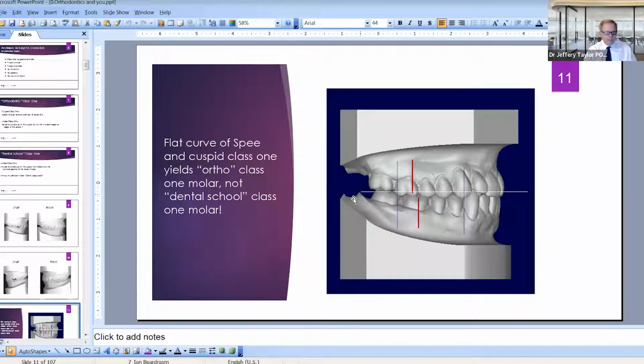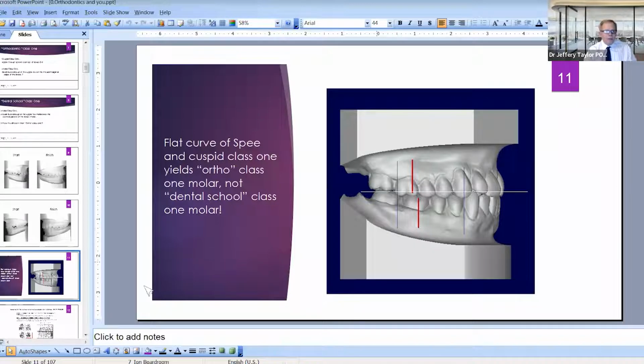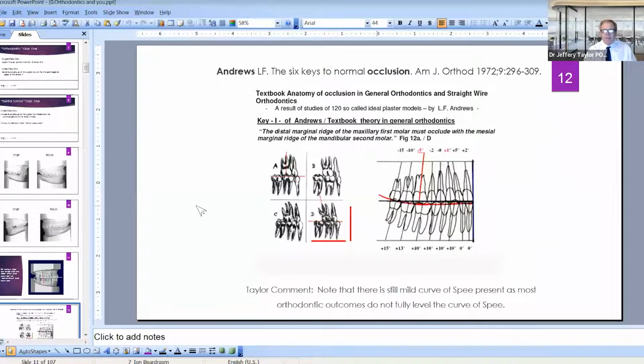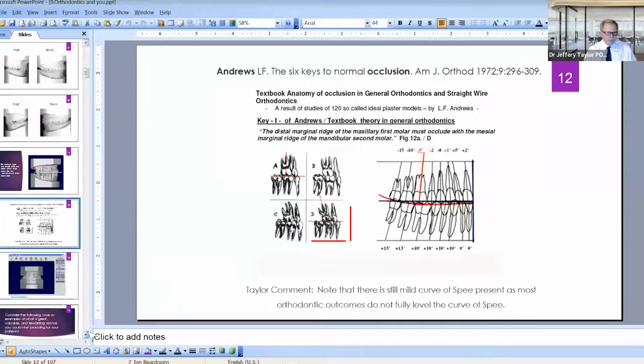So in a minute, we're going to look at some cases. And then you might question, gee, why do the molars look like that? Well, now you know why we have that discrepancy. And again, this is not something I made up. This came from, again, Larry Andrews. The Six Keys to Occlusion, 1972, and he talks about the position of the molar relative to the lower arch and so forth. So this is something that's been in the literature for ages.